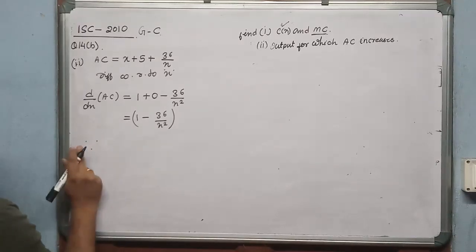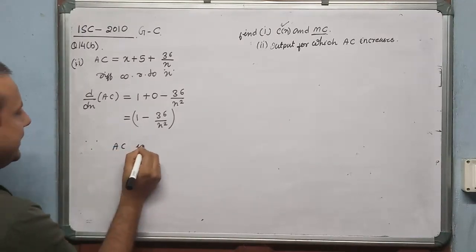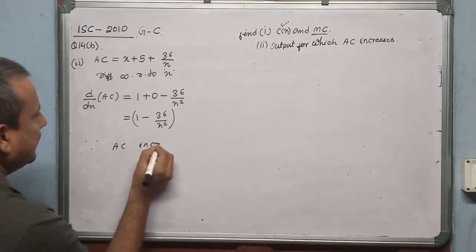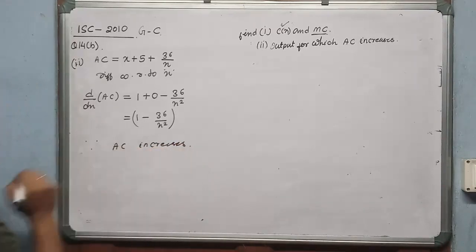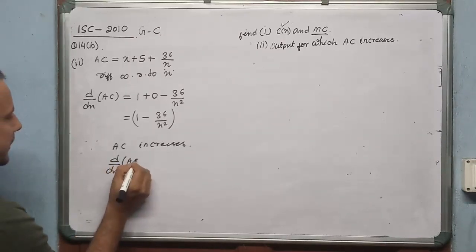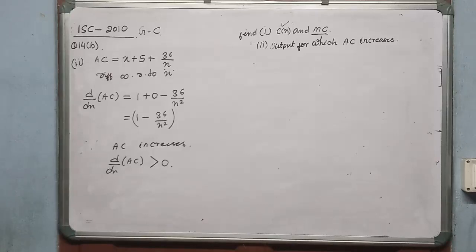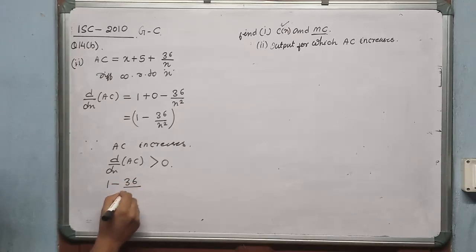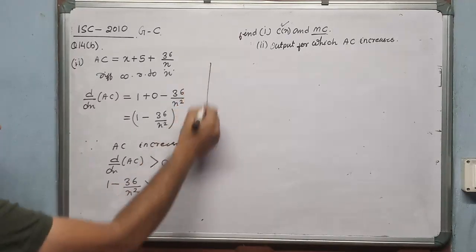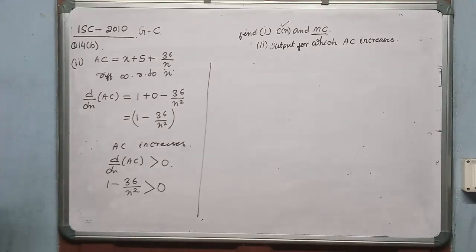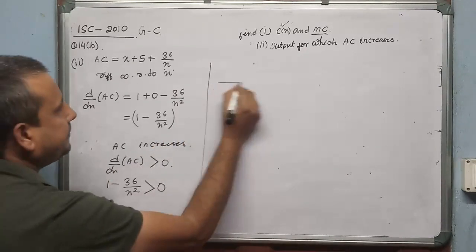Since what you have to prove? AC increases. AC increases means dy by dx of AC must be greater than 0. Now the dy by dx of AC is, this one is the dy by dx of AC: 1 minus 36 over x square is greater than 0. And remember one more thing over here: x is the number of units of commodities. Commodity can be 0 but cannot be negative. So we are not going to calculate the negative value. Then take LCM.